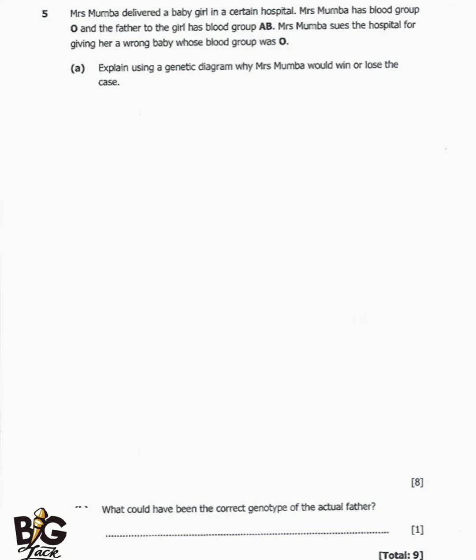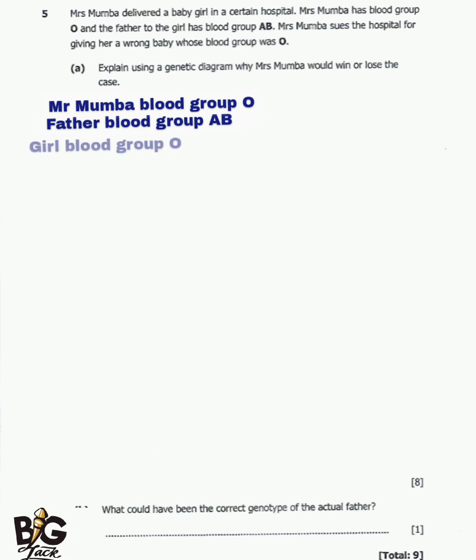The question says Mrs. Mumba delivered a baby girl in a certain hospital. Mrs. Mumba has blood group O, and the father of the girl has blood group AB. Mrs. Mumba sues the hospital for giving her a wrong baby whose blood group was O. So if I were to correct the data here, Mrs. Mumba has blood group O, the father of the girl has blood group AB, and the girl has blood group O. Before I answer this question, let me explain something.